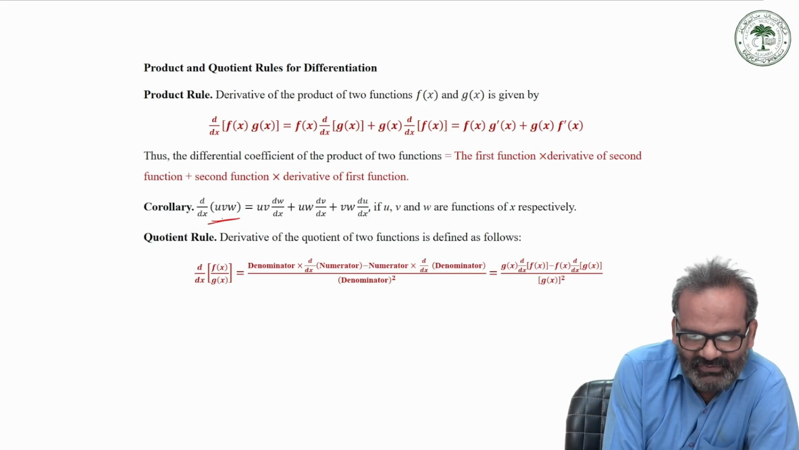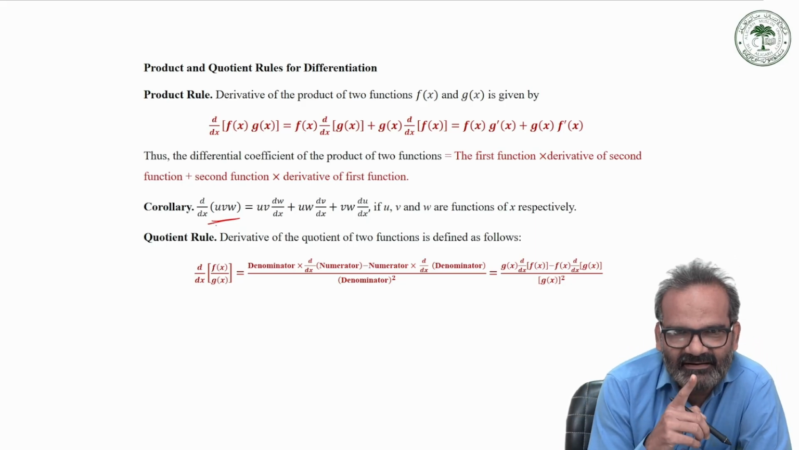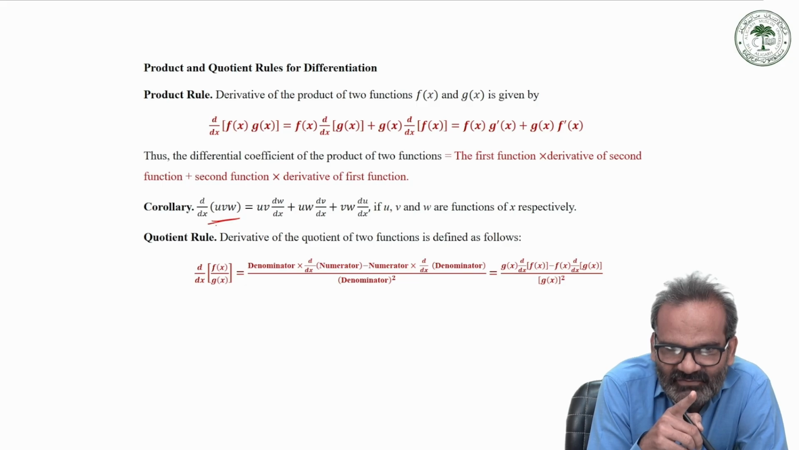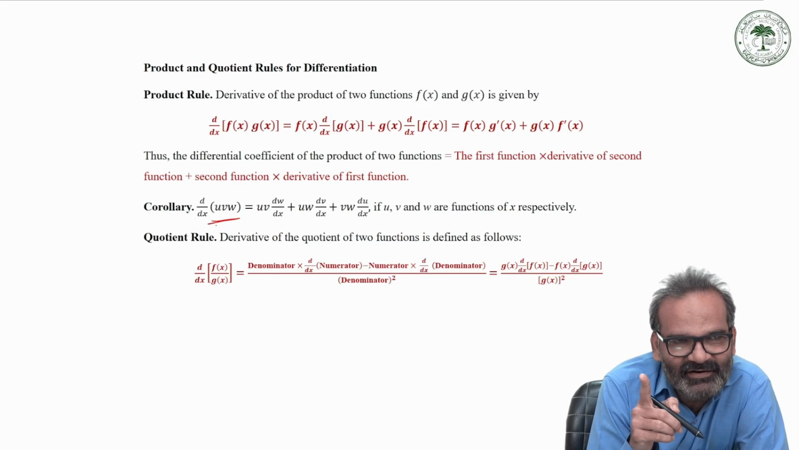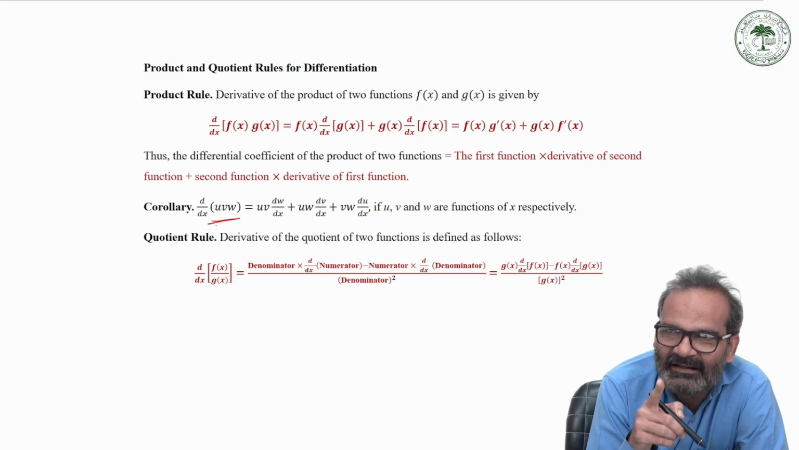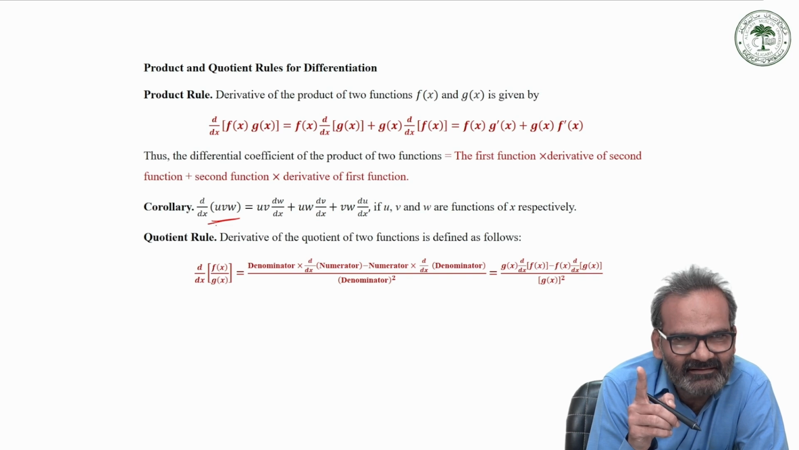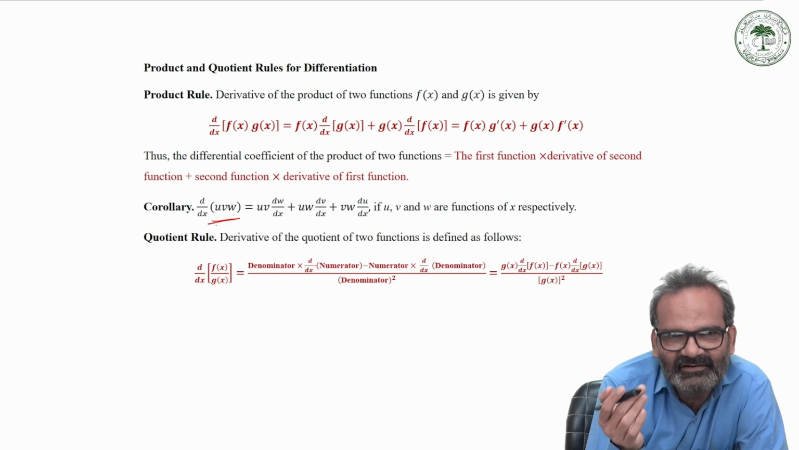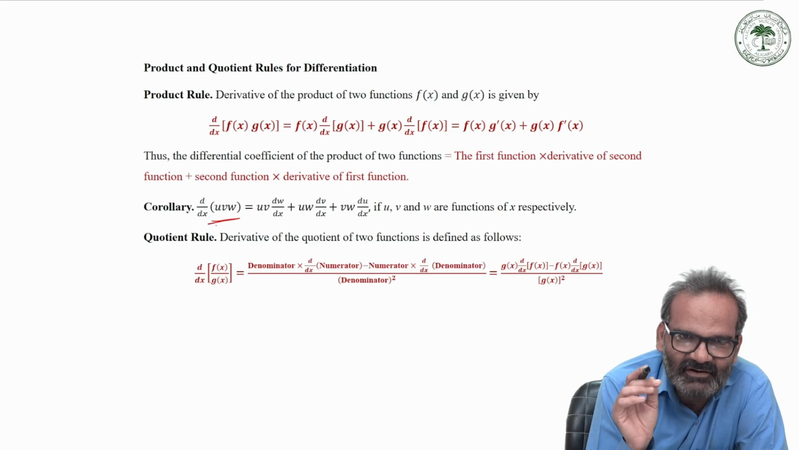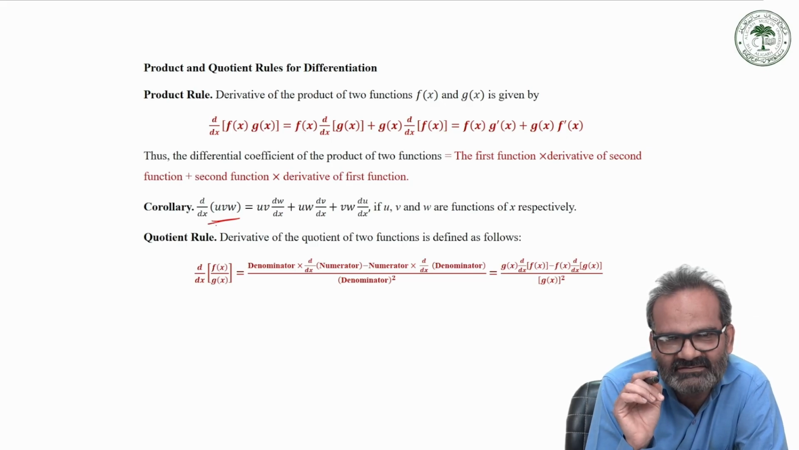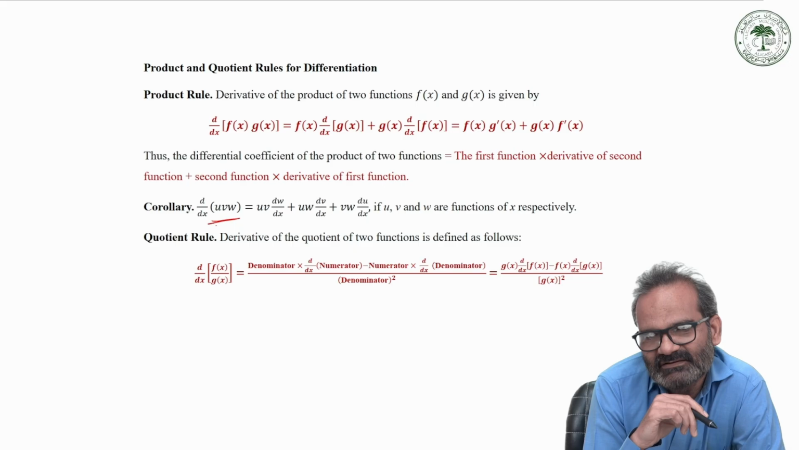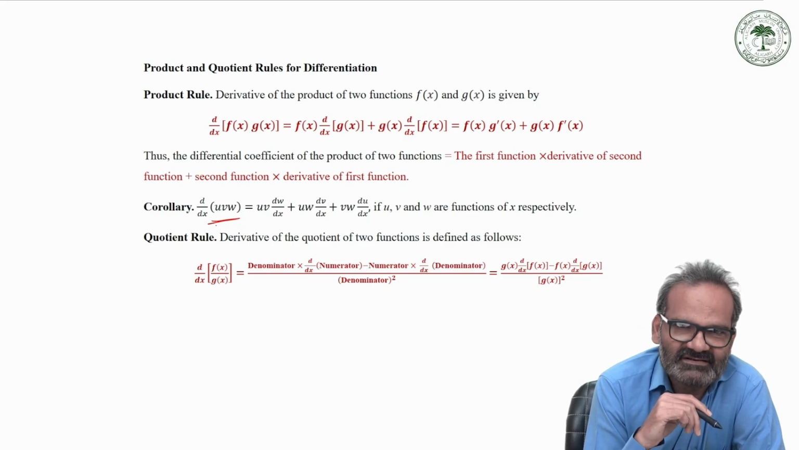See, u, v, w are three functions, right? Write down the derivative of the first function, and the remaining two remain as they are. Plus write down the derivative of the second function, and the remaining two remain as they are. Plus write down the derivative of the third function, and the remaining two remain as they are, right? If three functions are multiplied, we can use this formula in any question. If u, v, w are three functions, then by using this formula, we can find the derivative.